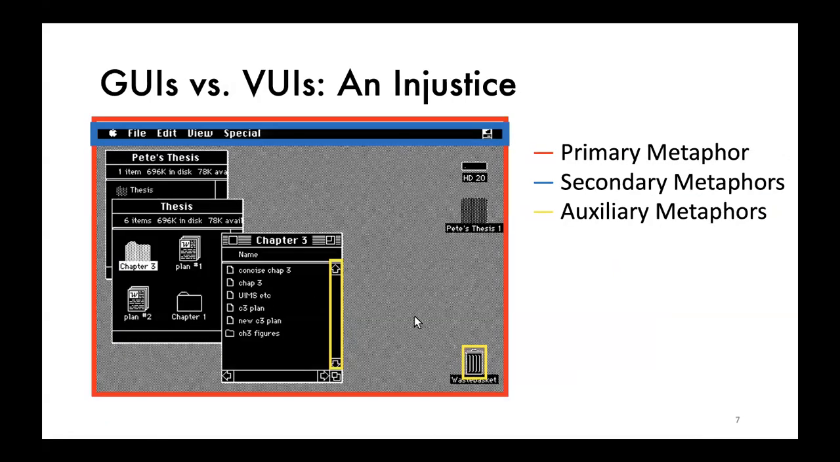However, the concept of metaphors in HCI is not new. There's a lot of history of using metaphors in HCI research. The most popular metaphor for graphical user interfaces is that of a desktop. So the desktop metaphor is the primary metaphor, and then it is decomposed into various secondary metaphors like menu, and also auxiliary metaphors like trash bin, scrolling, icons, etc.